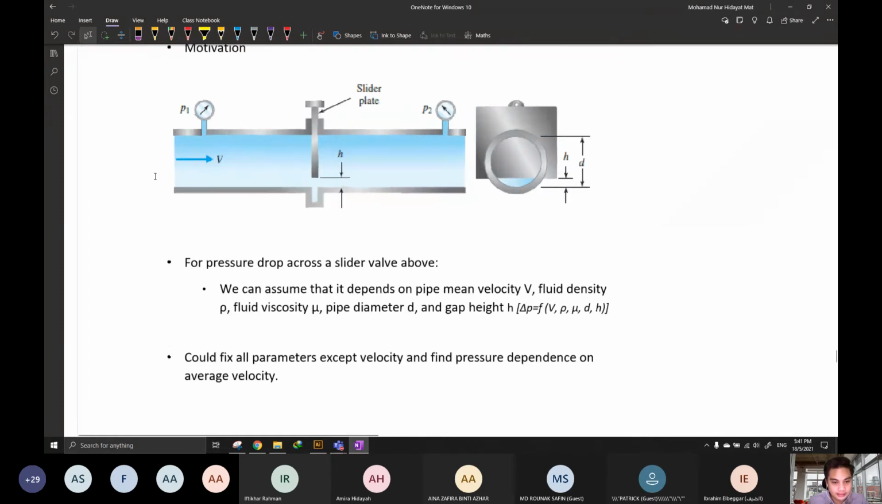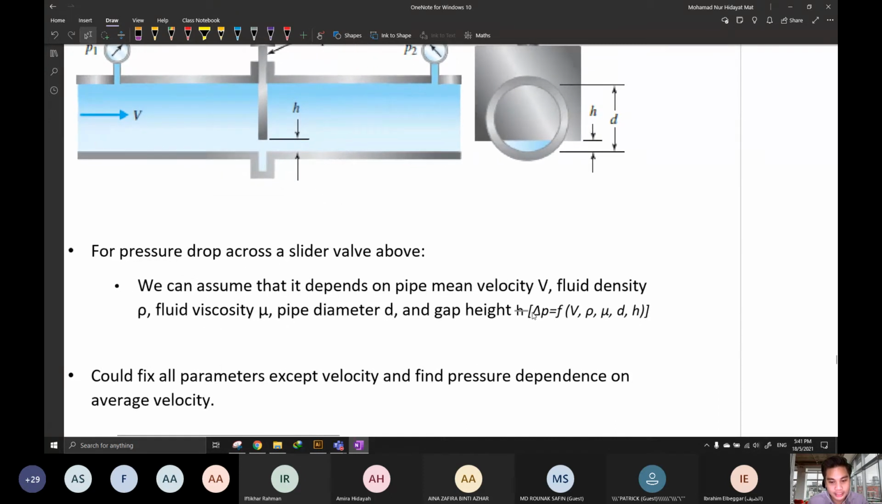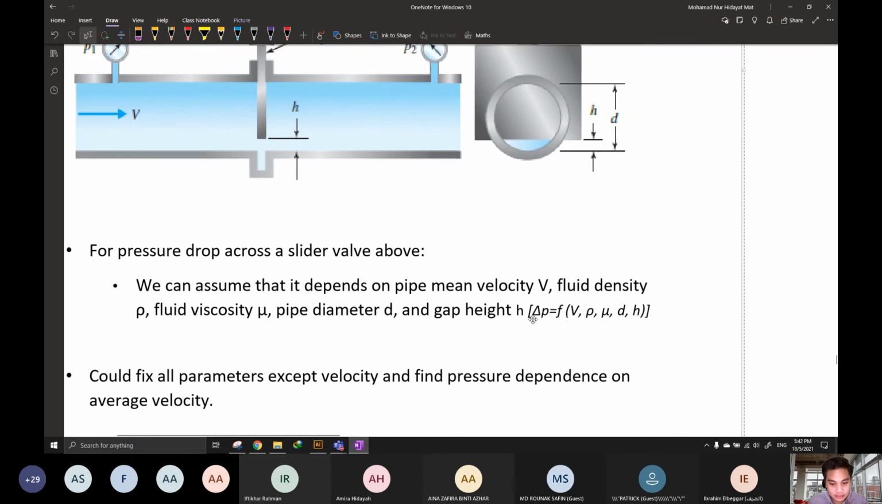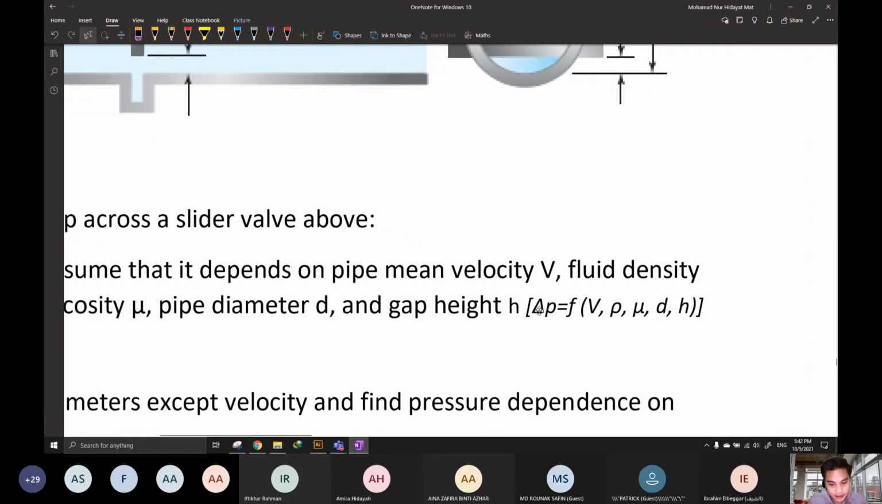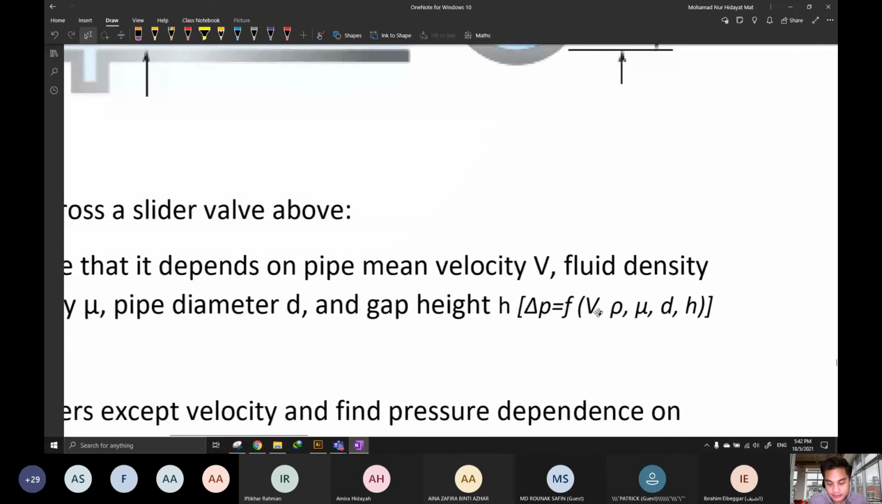So from this, how do you investigate the pressure drop? There are so many parameters: the velocity itself, the density of the fluid, the viscosity, the diameter of the pipe, and the gap. Then you form the relationship, in which the pressure drop, the dependent variable, equals a function of velocity, density, viscosity, diameter, and height. All these variables, five variables, affect the pressure drop.